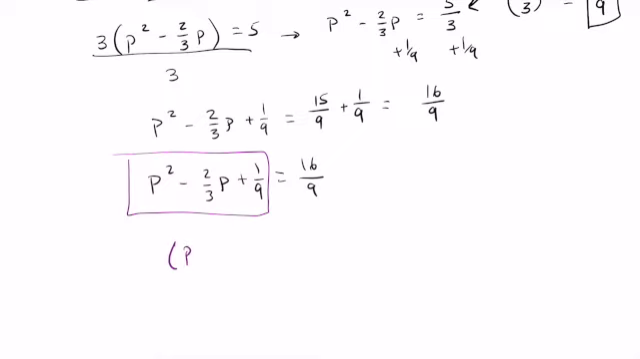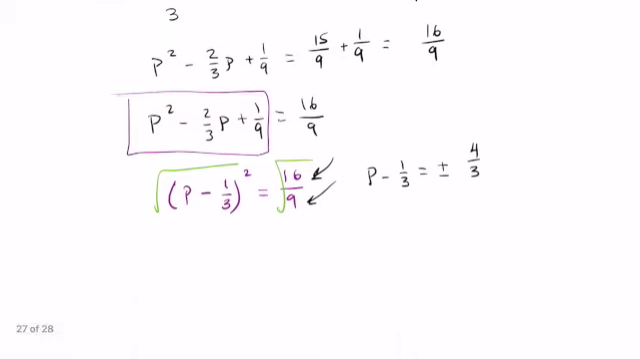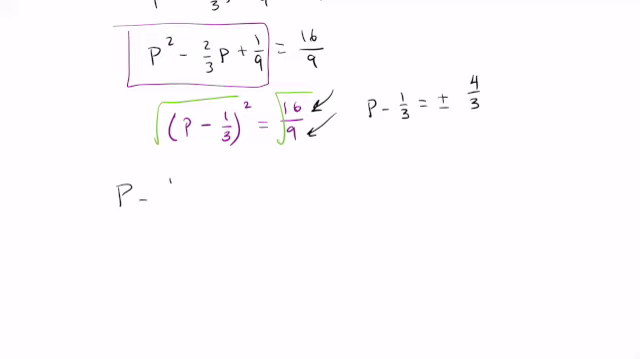So I have p minus, remember, it's whatever 1/2 of that b value was, 1/3, squared equals 16/9. At this point, solve for p. I'm going to take the square root of both sides. That gives me p minus 1/3 equals plus or minus. Well, if we take the square root of this, we wind up with 4/3. So again, that gives me p minus 1/3 equals 4/3, and then p minus 1/3 equals negative 4/3.